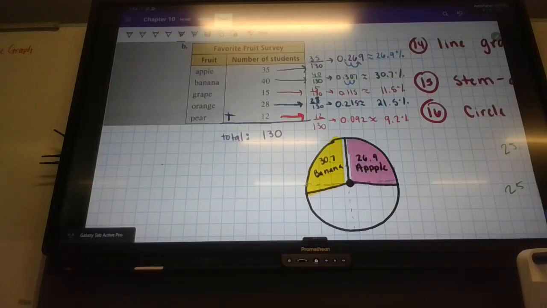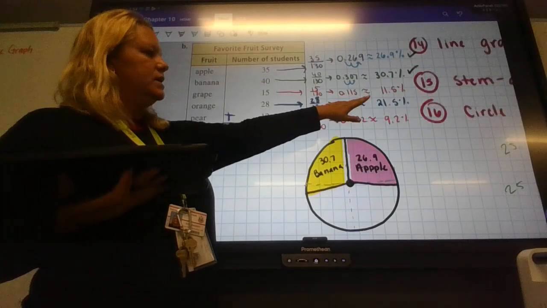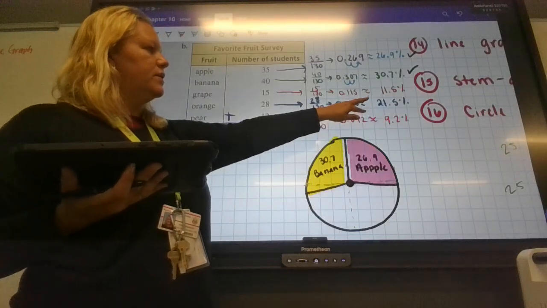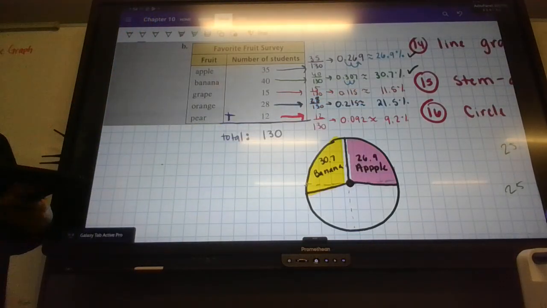All right, so maybe I just put check marks here. Okay, I did 26, I did 30. Now if I did the 21 and the 9 together, that would be another 30, and then all that's left over would be grape.